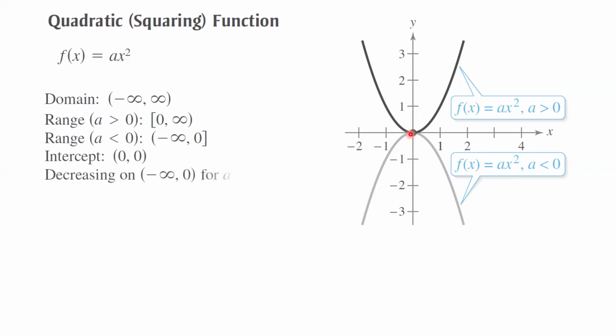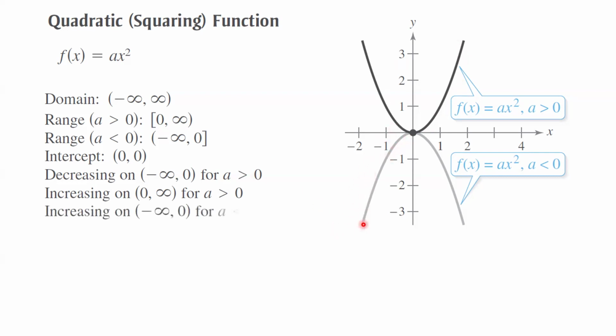So the function is decreasing on negative infinity to 0 when a is positive. And it starts increasing from 0 to positive infinity. What if a is negative? If a is negative, the function is increasing from negative infinity to 0, and it starts decreasing from 0 to positive infinity.